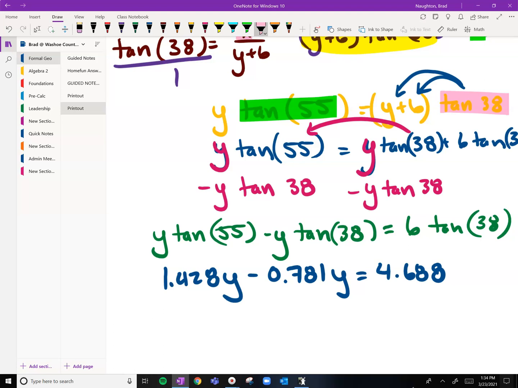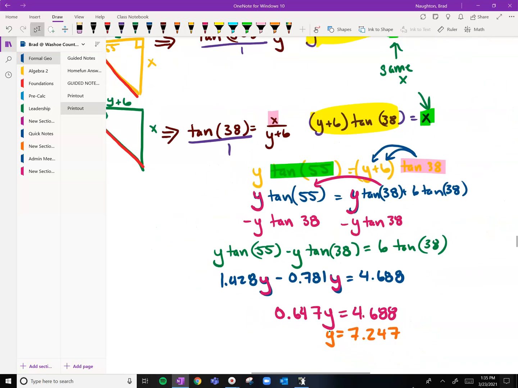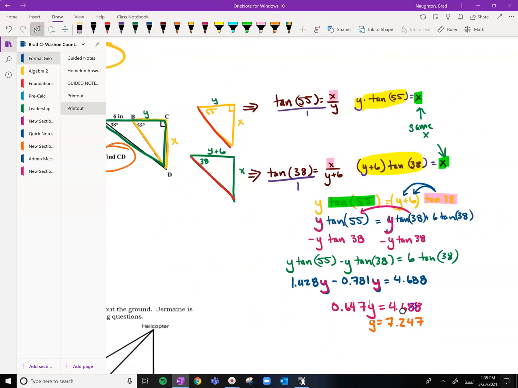So when I go ahead and subtract on the left-hand side to give me the answers I want here, I'm going to combine my y-like terms to get 0.64, I think that's going to round up to 7, y is equal to 4.688. And so then when I divide both sides, I'm going to get y is equal to 7.247, which is great, but notice we were looking for the x, not the y, because we're looking for CD, which is this side right here.